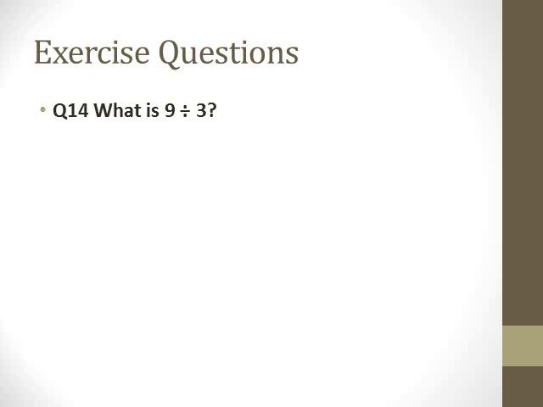Now question number 14. Question number 14 is also very easy. What is 9 divided by 3? Obviously, check out the table of 3. How many times you need to read the table of 3 in order to get 9? So you will read the table of 3, 3 1 is 3, 3 2 is 6, and 3 3 is 9. So you will read up to 3 times to get 9, and the answer will be 3.